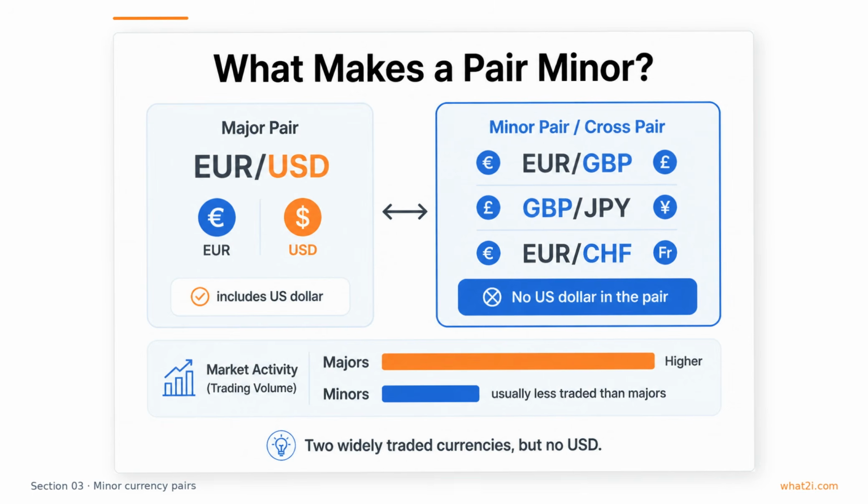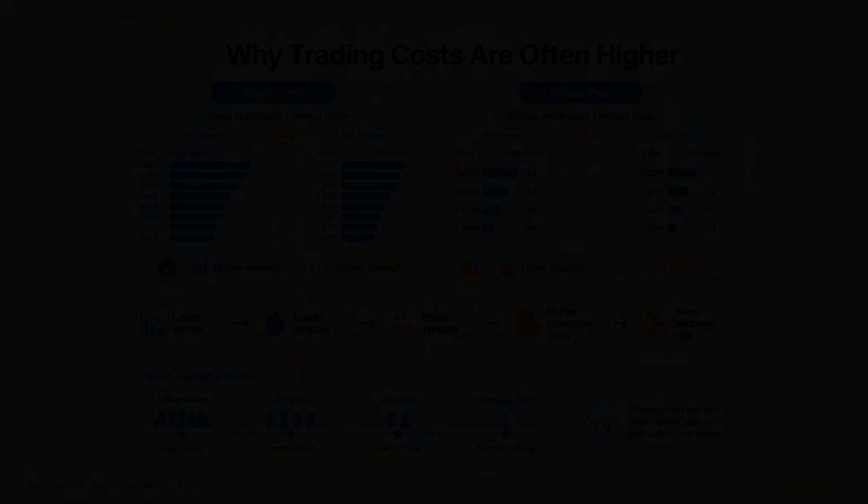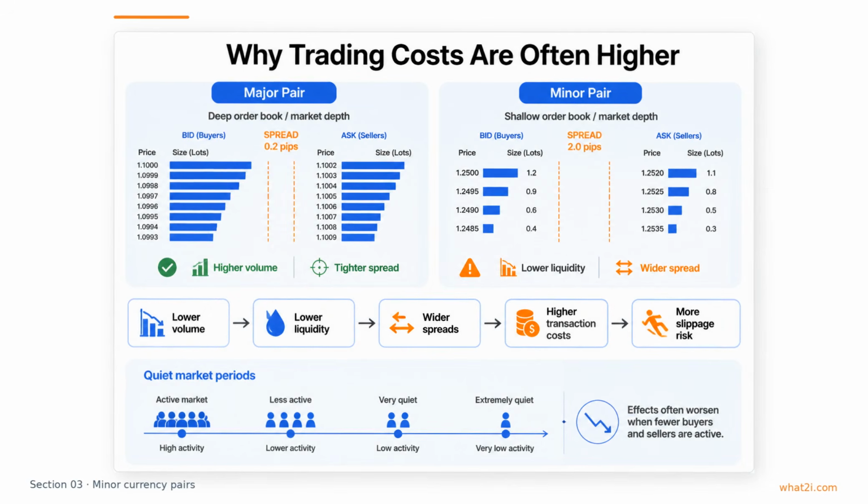Because there is no dollar in the pair, the market focus shifts more directly to the relationship between the two non-USD economies. That makes minors useful, but often a bit more specialized. Trading costs are often higher in minor pairs because they usually have lower liquidity than the majors. With fewer active buyers and sellers, brokers and market makers tend to quote wider spreads. Wider spreads mean higher transaction costs before the trade even starts moving in your favor.